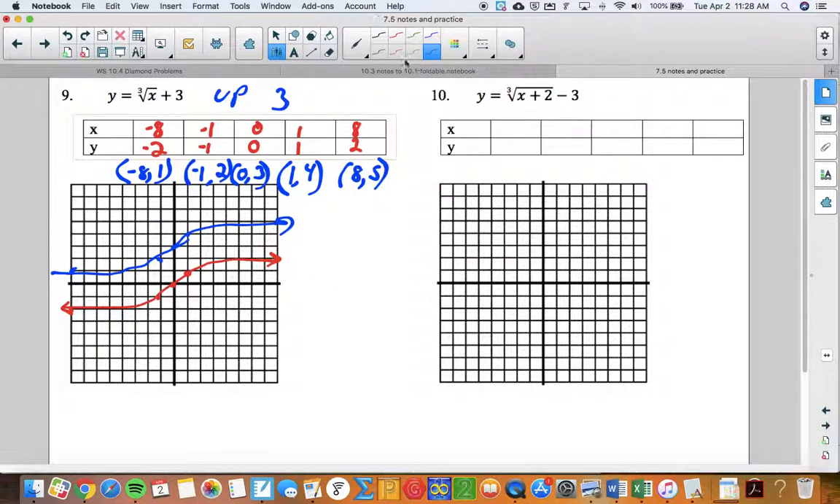Again, same parent function here for number 10. So if I think about some points on there, think about your perfect cubes. I can go negative with cubes. And we plot the same mother function. Now, what's the shift going to be on this one? Our shift is going to be to the left 2 because of the plus 2, and then down 3.